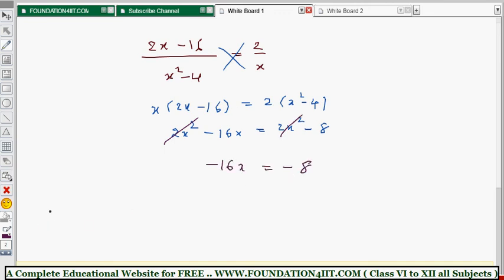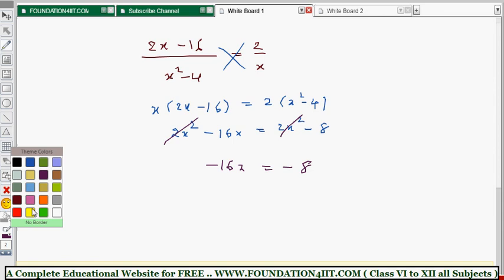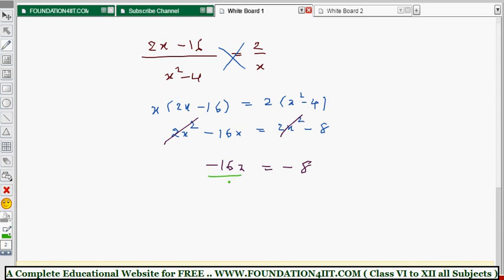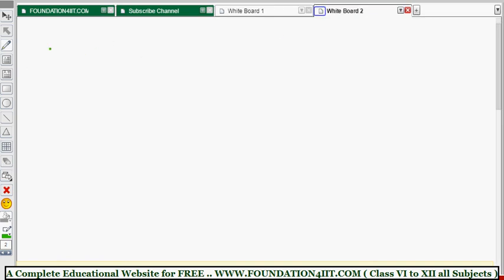Then minus 16x is equals to minus 8. So to get the x value, this is minus 16 into x. Okay, when you read like that, you should divide with minus 16 both sides. Then you can cancel. So x is equals to minus by minus plus, 8 by 16 is 1 by 2. X is equals to 1 by 2. So you can simplify in this way. Fine. And I'll show you one more question.